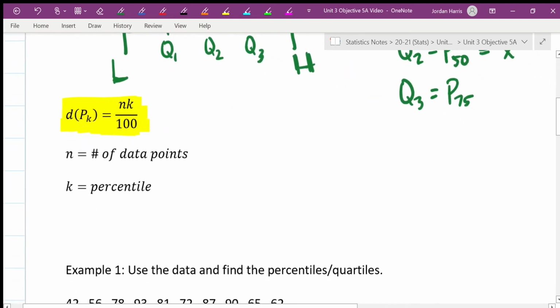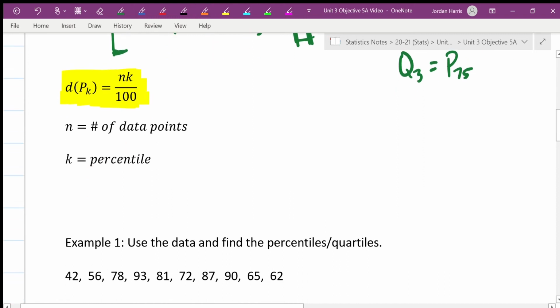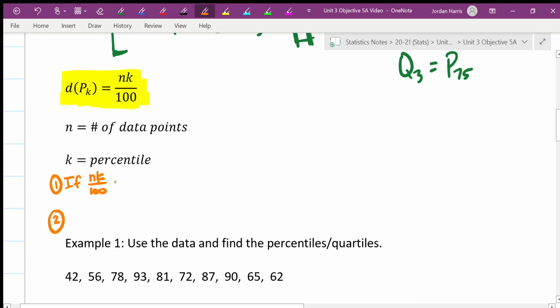Okay, I'm going to write a whole bunch right here, and these are very, very important. So we have our formula. The depth, that's what the lowercase d stands for, the depth of the percentile, so it's a new depth formula. The depth of the percentile is d = nk/100, where n represents your number of data points, k represents what percentile you are looking for. Okay, and when you do that, you get a number. And you have two options. First, if the nk over 100, the value you get out of that formula, has a decimal.